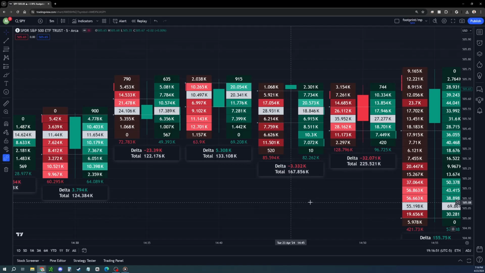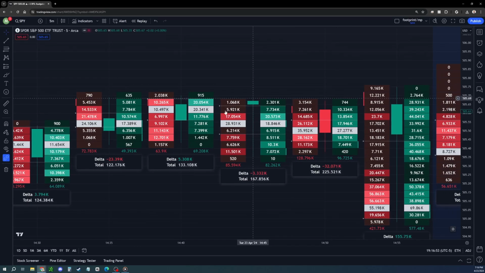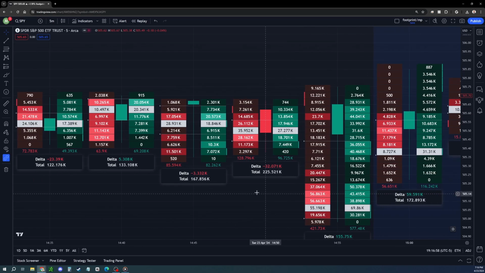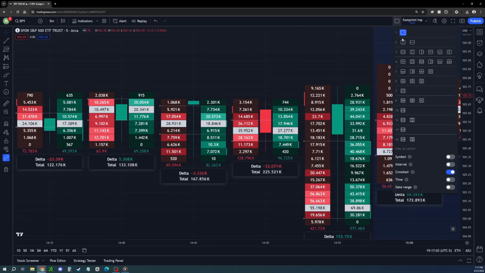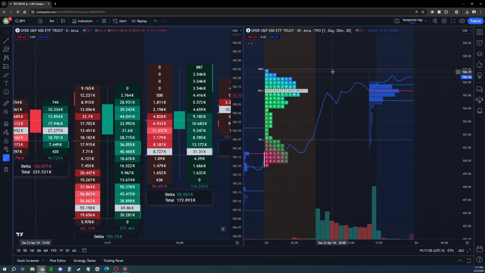Most popular trading platforms do not offer footprint charts, so the fact that TradingView does is a major advantage over most other platforms. The footprint chart also pairs well with the market profile chart type, or time price opportunity, as it is called on TradingView.